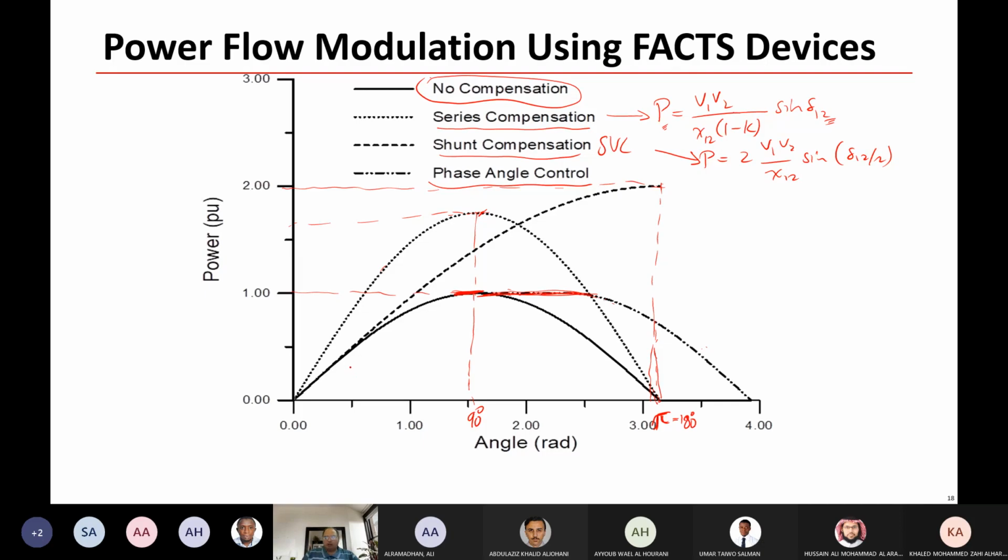And I would like to ask you now, how does this affect the stability of the system? We say that FACTS devices can be used for stability enhancement. How can we relate the FACTS devices effect to the stability? Can anybody tell us what is the relation now, or how can the FACTS device improve the system stability?